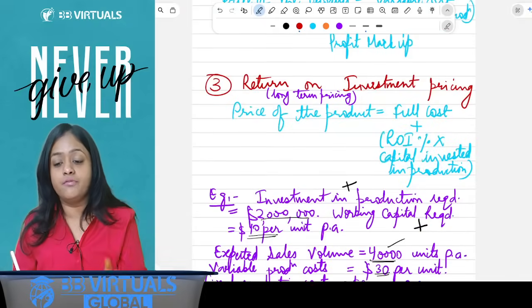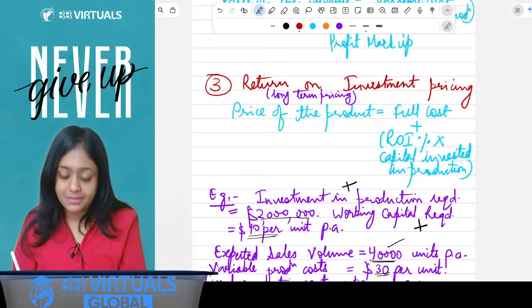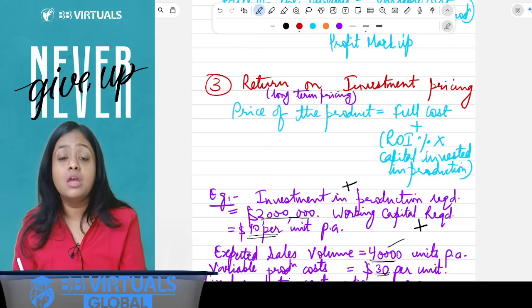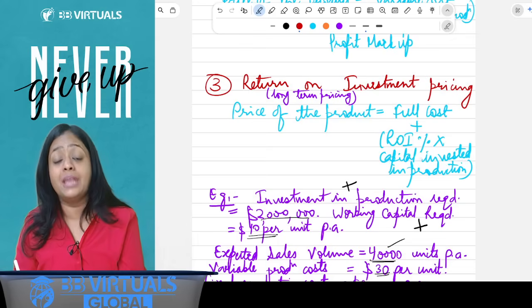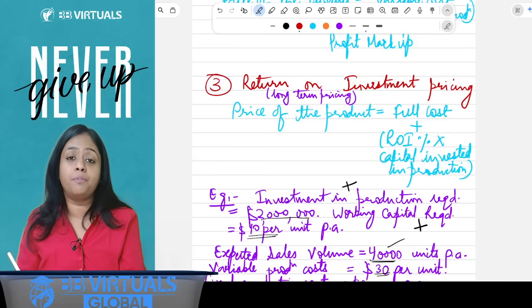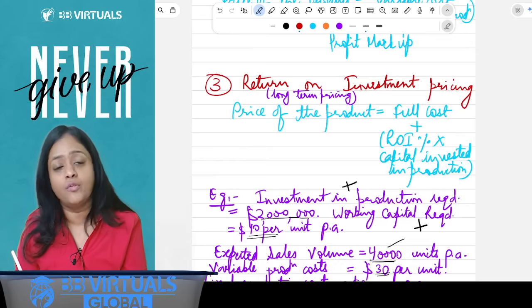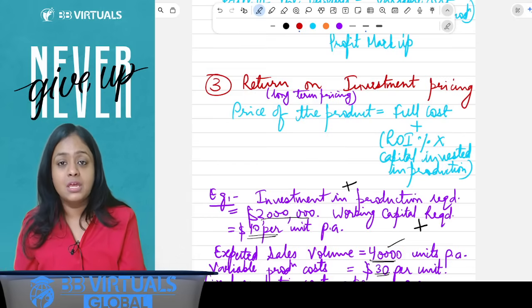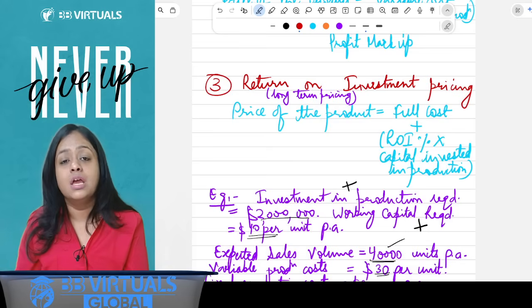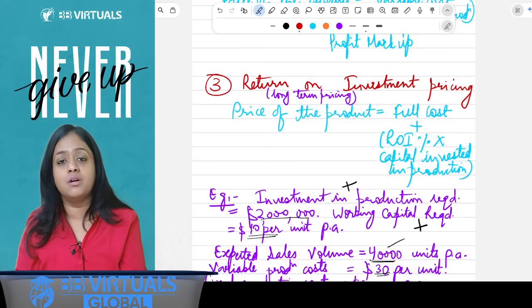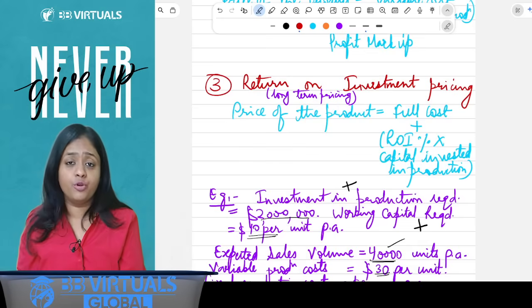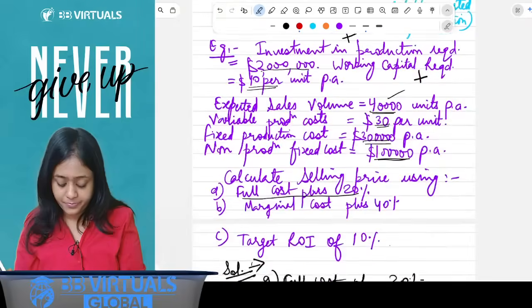Third is return on investment pricing. This method is again for long-term planning purposes, and here the price of the product will be the full cost. You will add the return on investment on that particular project, or the amount invested into the capital of the entity. Capital employed, you can say, is the capital which has been employed in the business, that is non-current assets. What is the return earned on that? That you will add to the full cost, and not the profits.